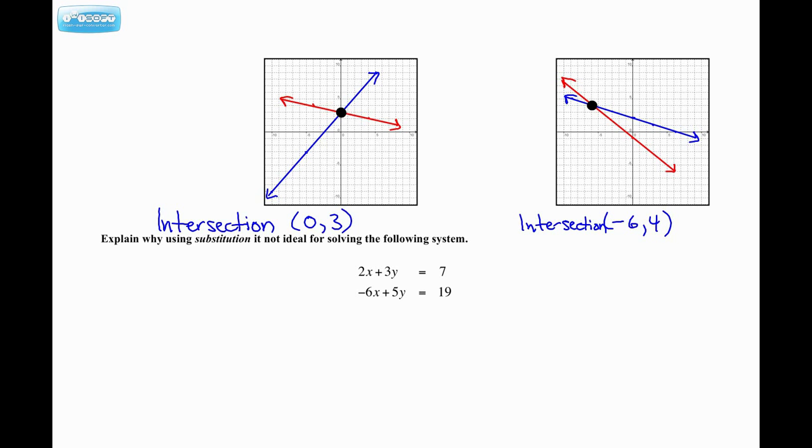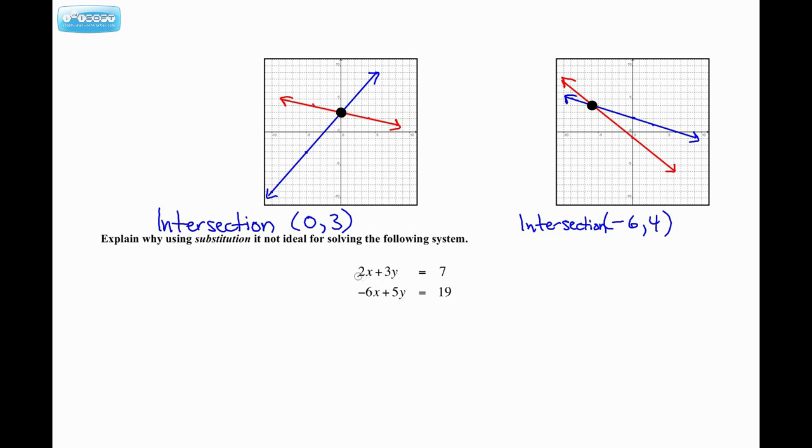And lastly, we want to explain why using substitution is not ideal for solving the following system. So notice that it doesn't actually ask us to solve this system below. We just want to explain why substitution isn't probably the way to go. Well, very simple to answer actually. If you look at either variable in either equation, all of them have coefficients in front of it. And if you were to choose any one of them and isolate it, you are going to be working with fractions. There's no way out of it. And you can do that. You will get the right answer, but it's just more work.